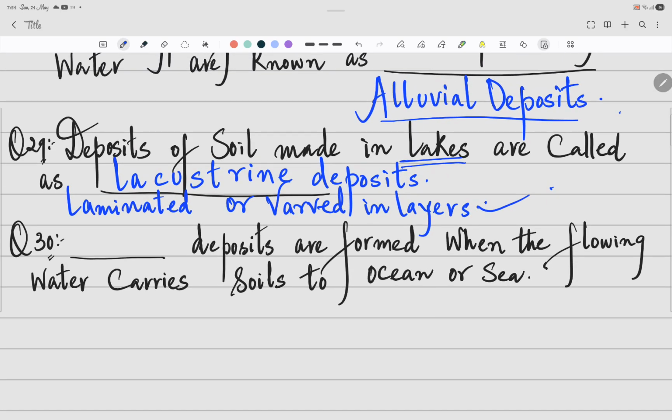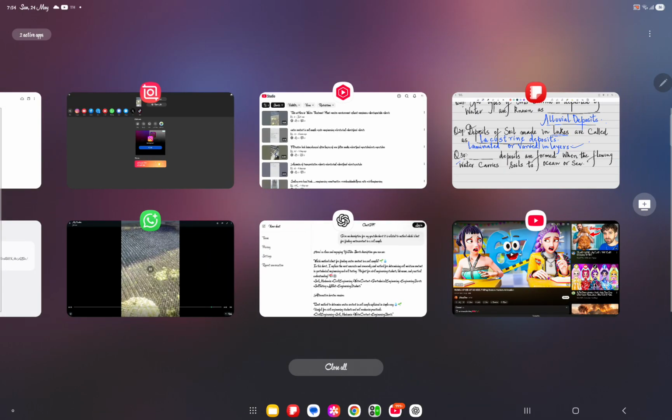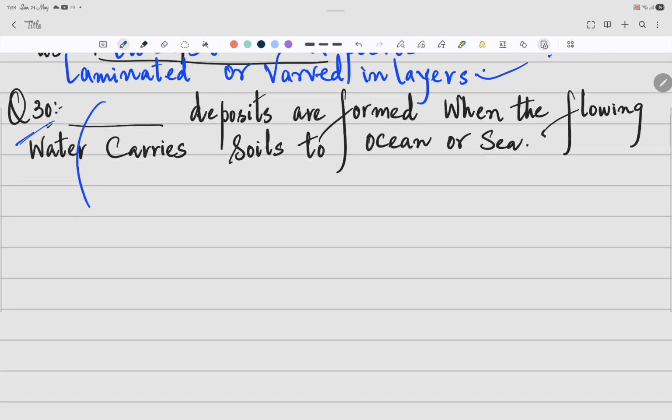Now we are moving to the last question of this video, question number 30. What deposits are formed when the flowing water carries soils to ocean or sea? The answer is marine deposits.